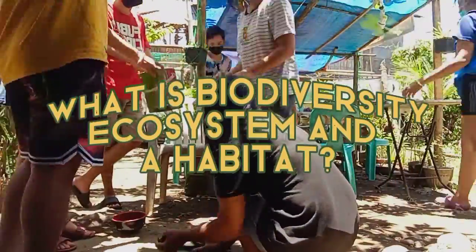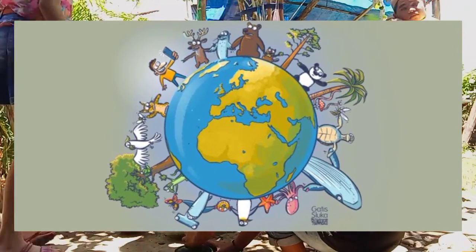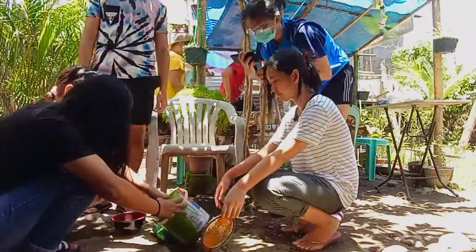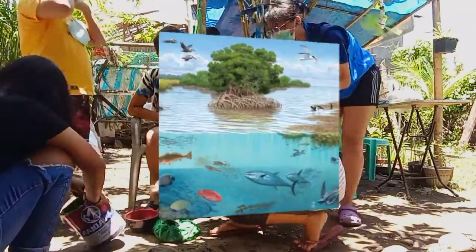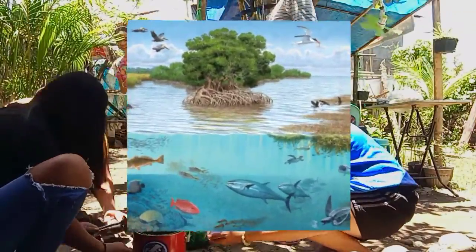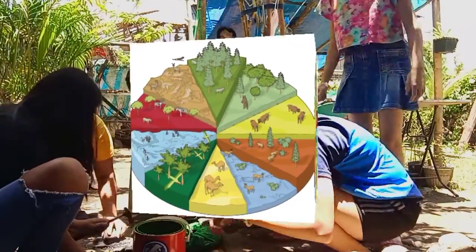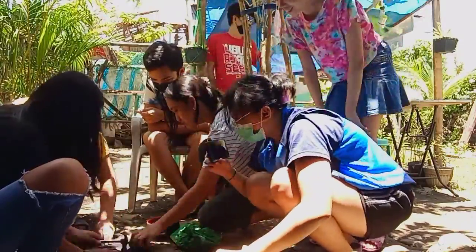Ecosystem and a habitat. Biodiversity is a variety of life in the world or in a particular habitat or ecosystem. An ecosystem is a biological community of interacting organisms and their physical environment. And a habitat is a natural home or environment of an animal, plant, or organism.